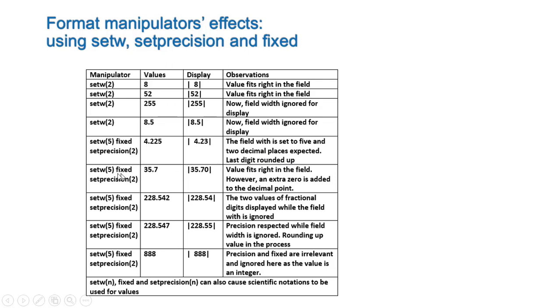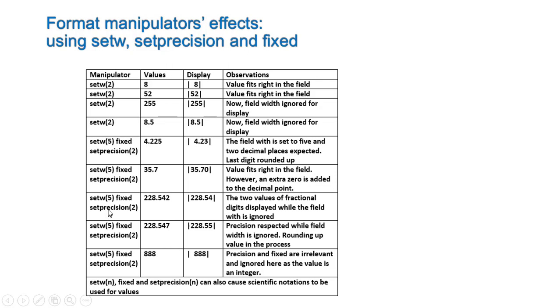With this one here, setw 5, fixed, setprecision 2, and we are entering a value of 35.7, so it is printing out 35.70. The reason for that is easy to understand. Set precision is 2 and it is automatically adding an extra 0 to it. So the value fits right in the field, however an extra 0 is added after the decimal point.